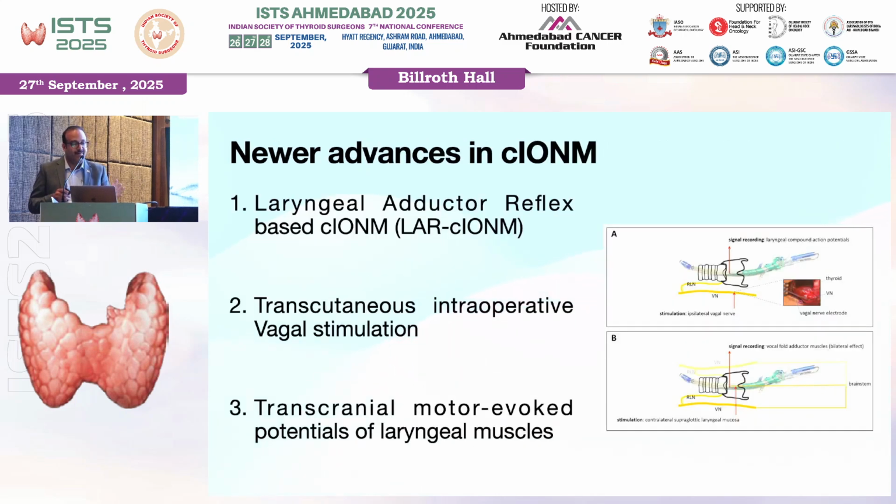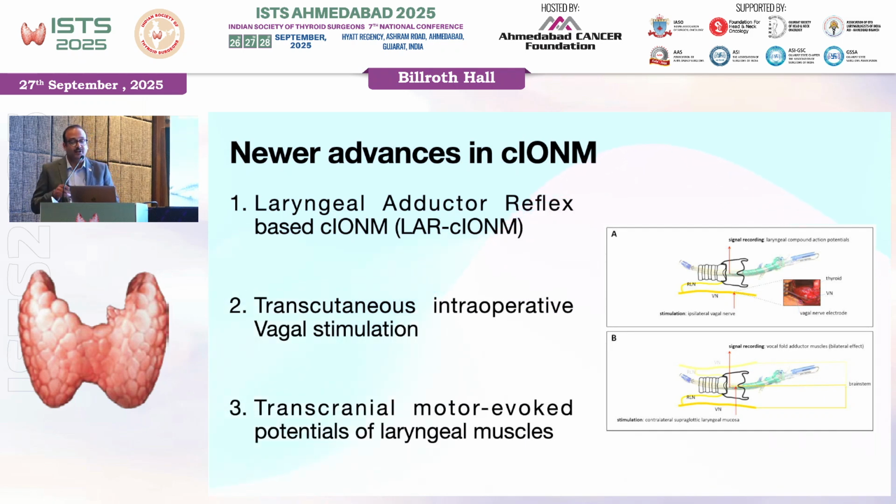Now, just a brief about the newer advances, because again, there is concern that if you identify and isolate the vagus, you can injure it. There is something known as laryngeal adductor reflex based continuous nerve monitoring, where the electrode is placed on the supraglottic mucosa. So no vagal stimulation and vagal identification and exposure needs to be done. And that supraglottic stimulation basically utilizes a primitive reflex of the brainstem and continuously activates the glottis and gives us the feedback.